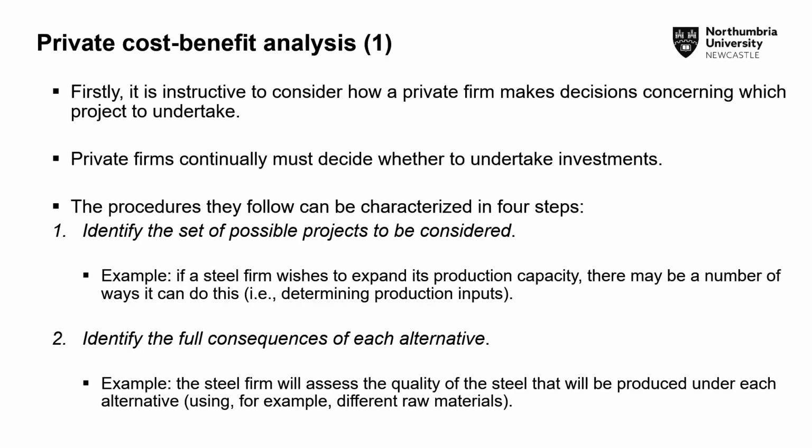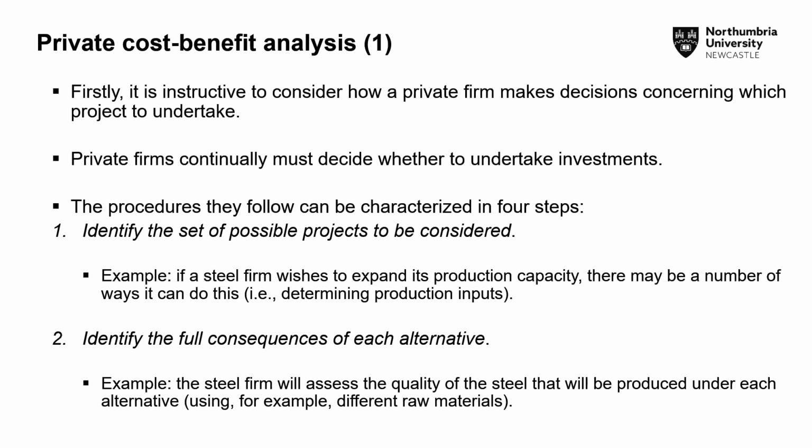So first of all, before we look at how government projects are evaluated, let's talk about a private cost-benefit analysis, because I think the principle is the same. So how is it that a private firm makes decisions concerning a project to undertake? Obviously, there are a number of projects that a private firm can undertake, but the amount of funds is limited. So what we need is some kind of criteria. So what are the 4 steps that can be followed?